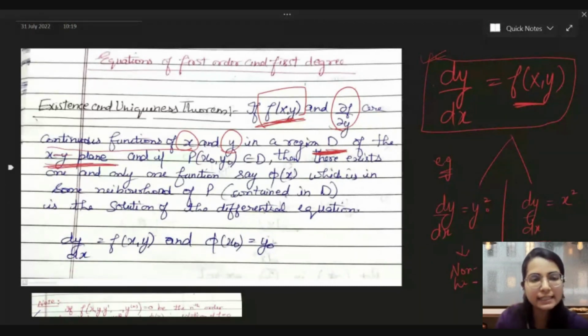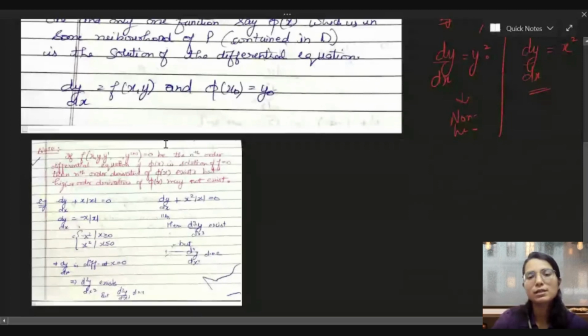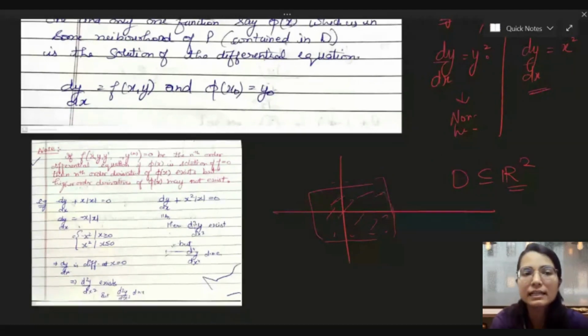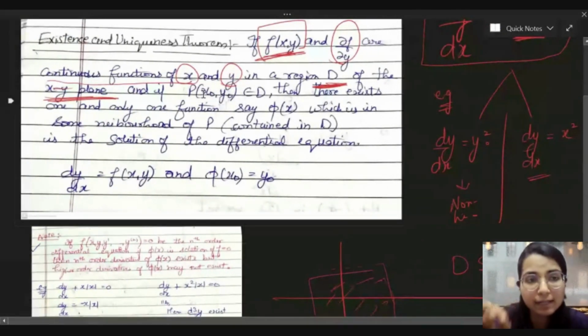Why is the region D in the xy plane? Because your differential equation gives a solution in this kind of region. So the region is a subset of the xy plane. So D is a subset of R squared. It is in the xy plane, so they are written in a region D of the xy plane.